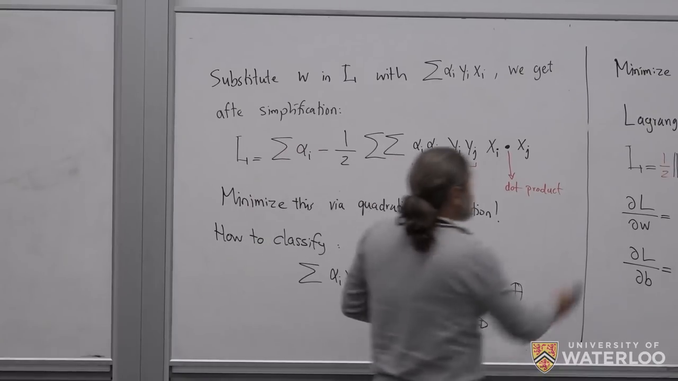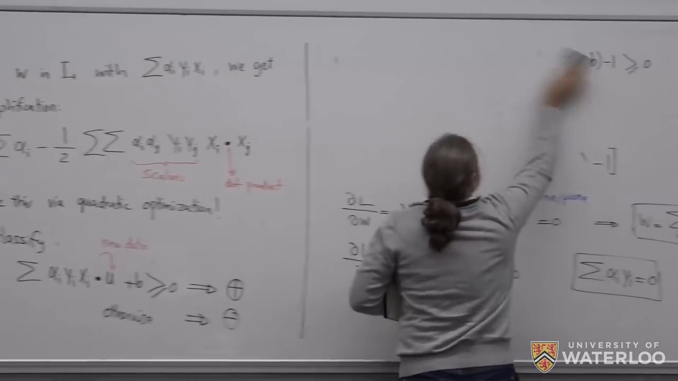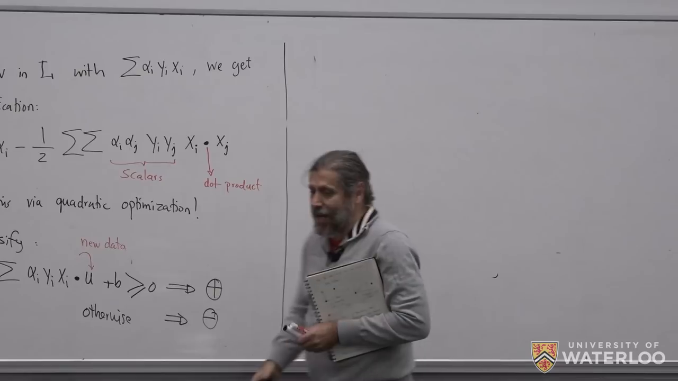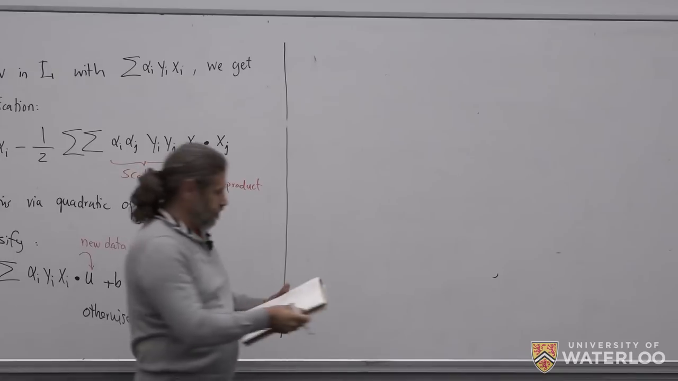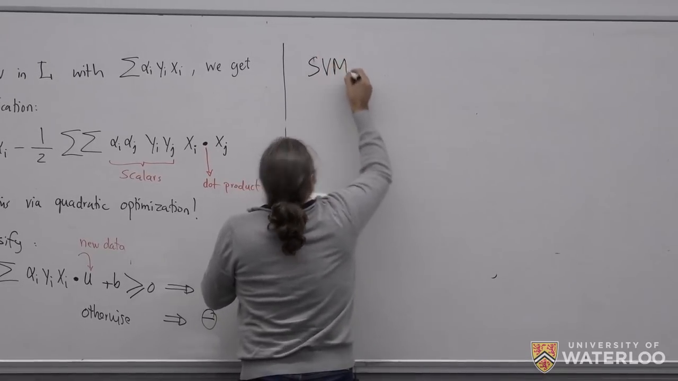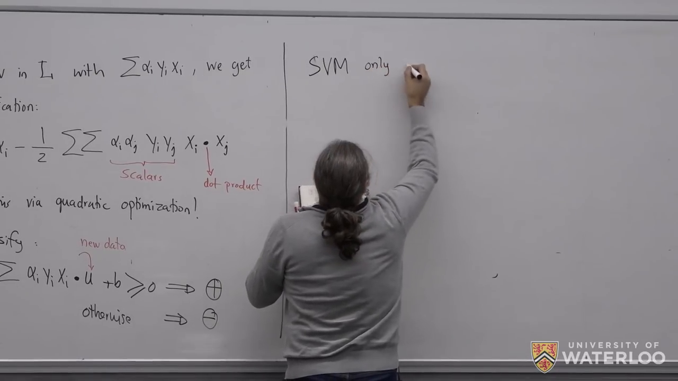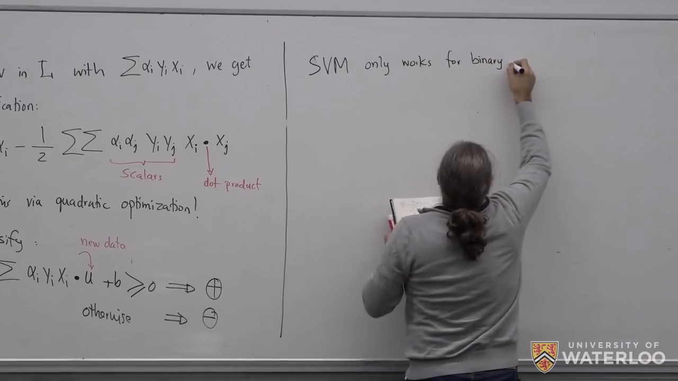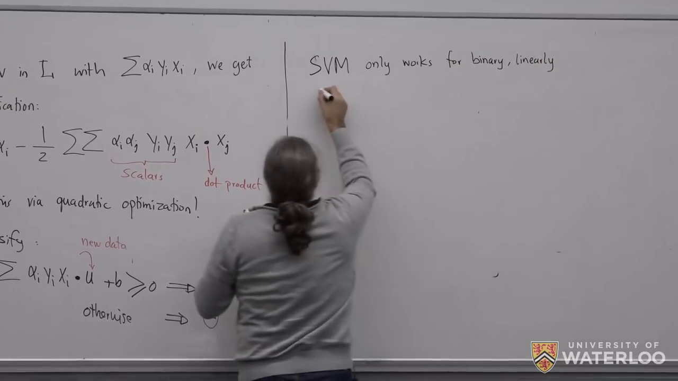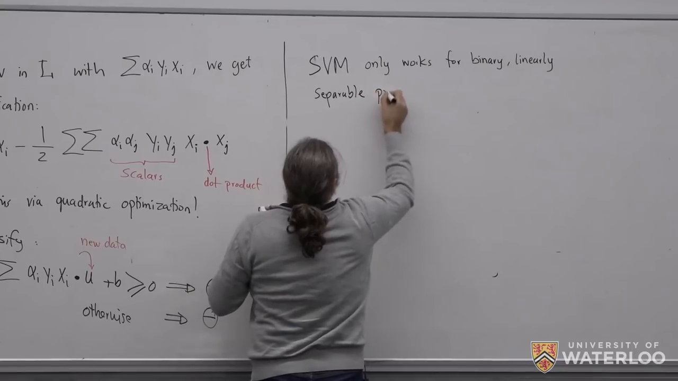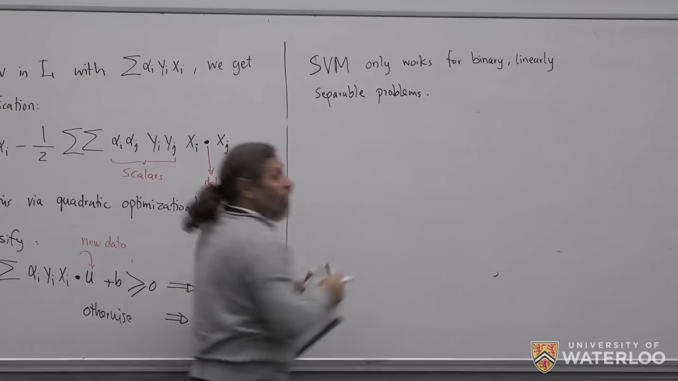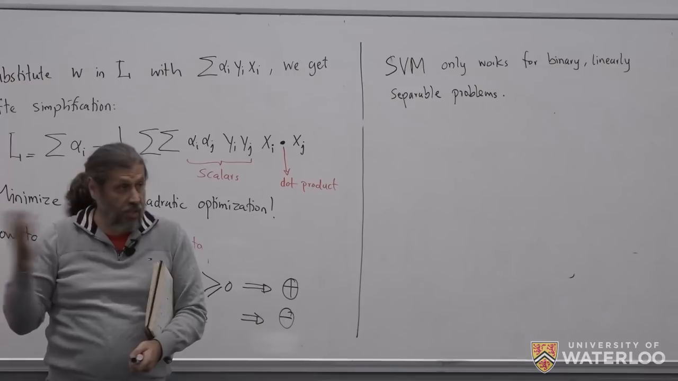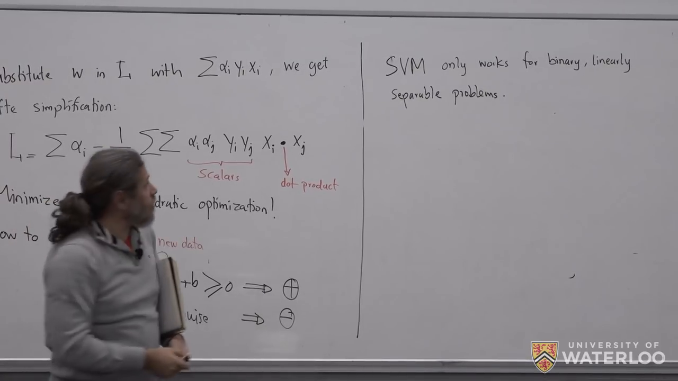So, okay. This, of course, only works if you have a linear problem. As amazing as SVM might be, SVM only works for binary linearly separable problems. So you have two issues. Don't get too excited. You still have two problems. You can only do binary, yes and no. And you can do linearly separable problems, which means what?